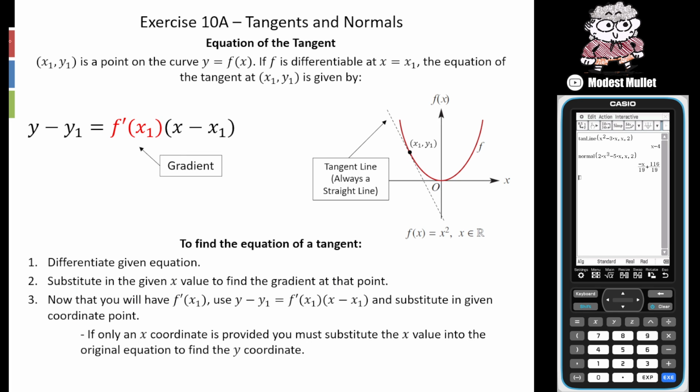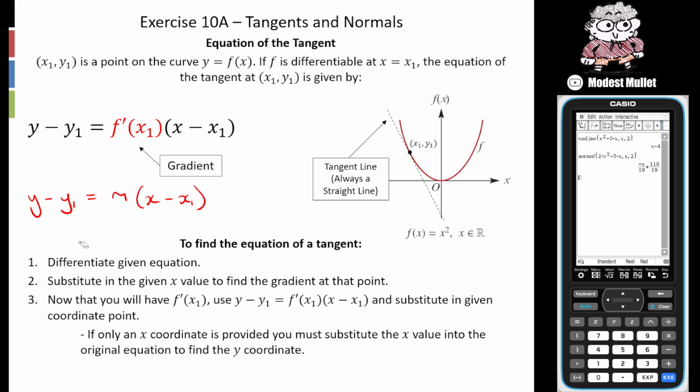So first off is equations of tangents and normals. Now we know the equation of any straight line can be found using y minus y1 equals m(x minus x1), where y1 and x1 are the coordinates of a point on that line and m is the gradient of that line. If we substitute those in, we can then rearrange into the standard y equals whatever we're going to get when we rearrange it.